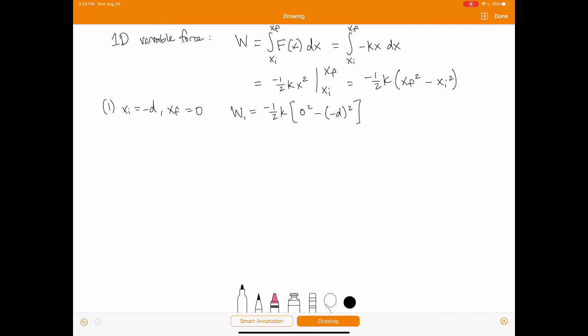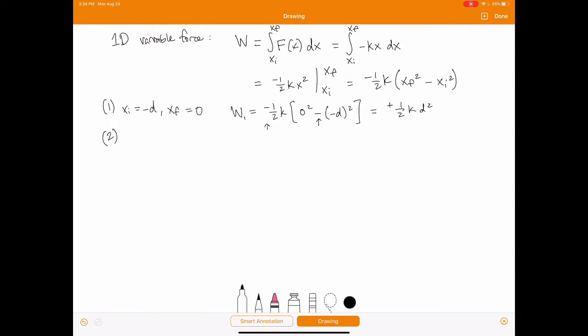So what are we left with? Well, if you square a negative, the negative sign goes away. But I have this negative sign, which is still out there. And then I have this negative sign. So overall, I have a positive sign, and I have 1/2 kd squared. Okay. What about segment 2?